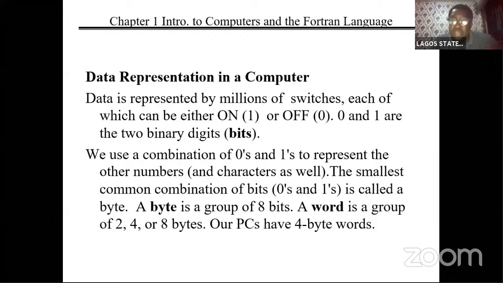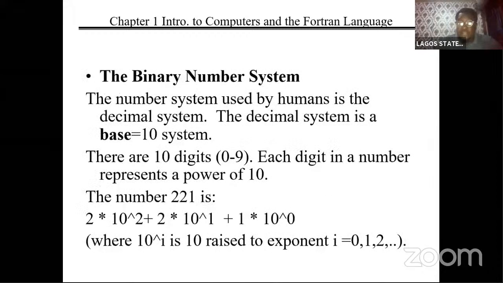So you have a bit that has 0 and 1, 2 binary digits. Then they form a byte, which is 8 bits. When you have 2, 4, or 8 bytes, they come together to form a word. A word is a group of 2, 4, or 8 bytes. Generally, most PCs, an abbreviation for personal computers, have 4 bytes. They are 4-byte words. Because a word can be an 8-byte word, a 4-byte word, or a 2-byte word. But most PCs are 4-byte words.